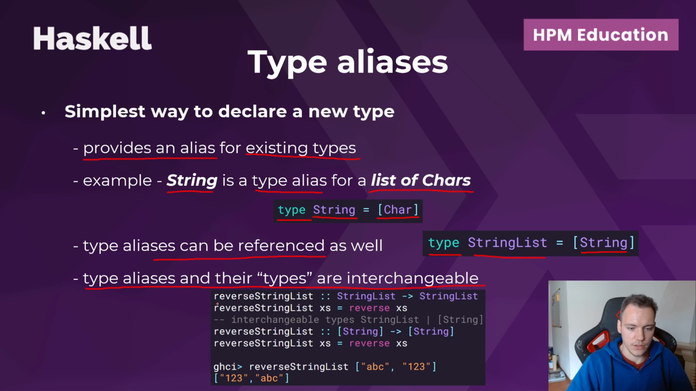So here I have two of the same functions with different type signatures, StringList and a list of Strings, and they also return the same, StringList or a list of Strings. So these are completely interchangeable types as we define StringList here. And so whether we define the function with the type signature of a list of Strings or the type signature of StringList, we can use the function the same way. It will work with any list of Strings.